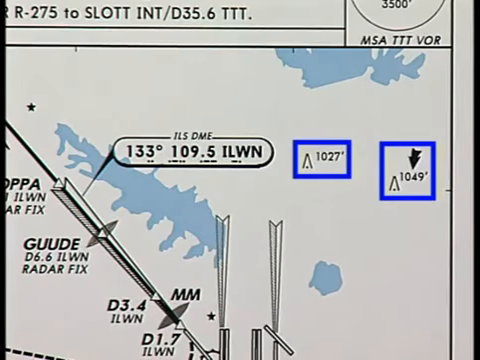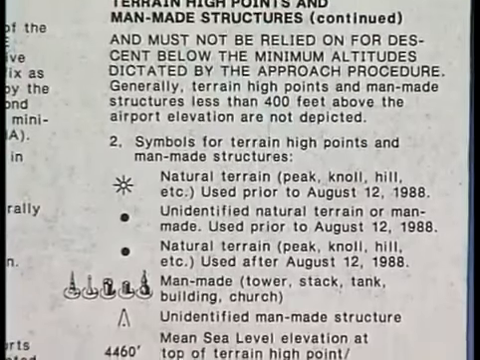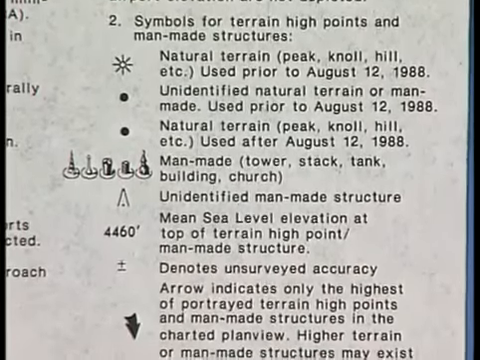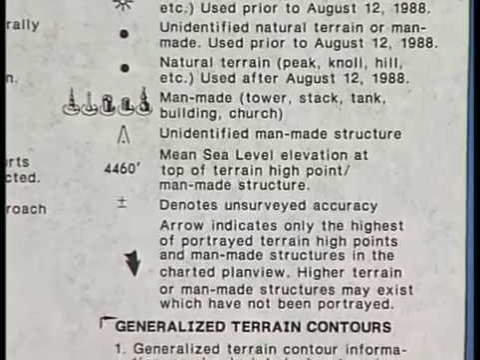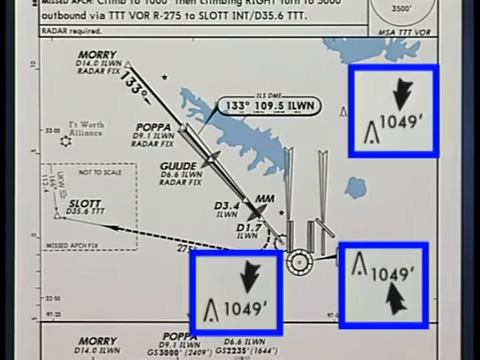Typically, only those points and structures higher than 400 feet above the airport elevation are depicted on the plan view. Remember, not all man-made structures or terrain high points are depicted on the approach chart. Various symbols are used to represent terrain high points and man-made structures. These symbols are defined in the chart legend. A bold arrow is used to point out the highest known terrain or structure. The mean sea level elevation is given next to the symbol.